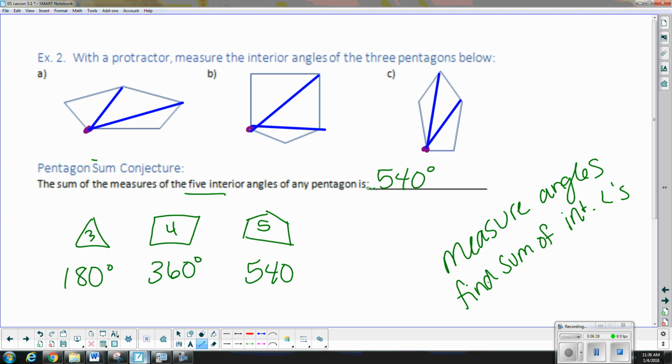Three triangles for each of these. So if each triangle is 180 degrees, that's going to give me 180 times 3, which is 540. Same here.